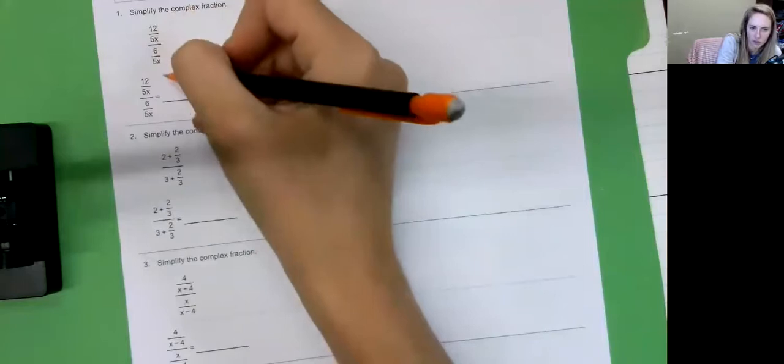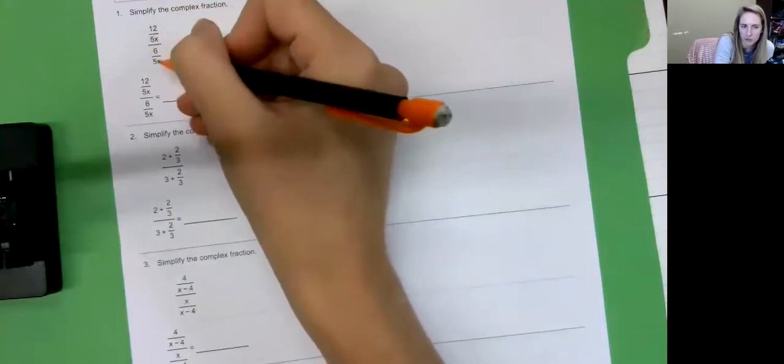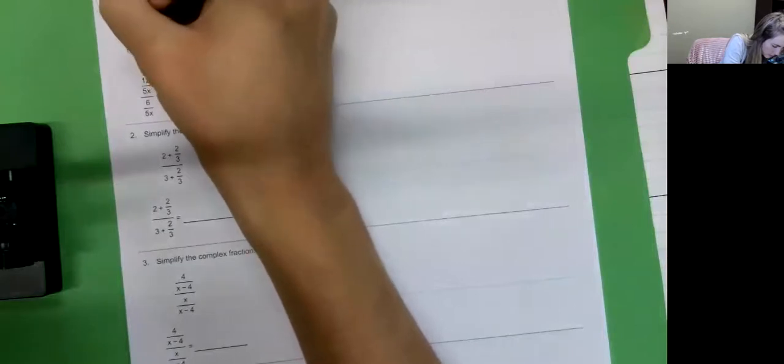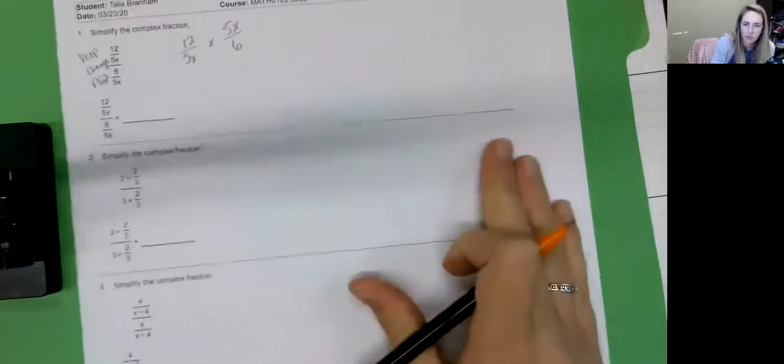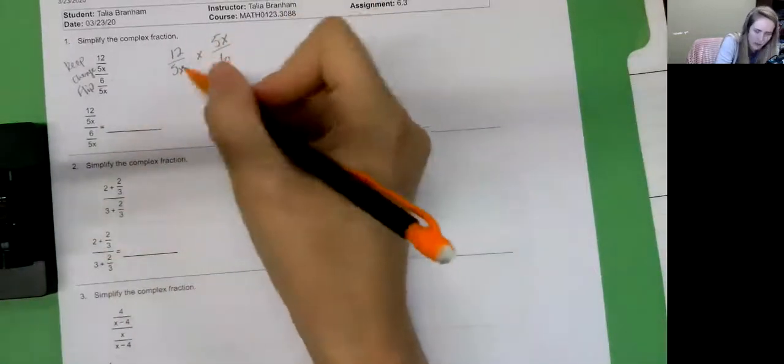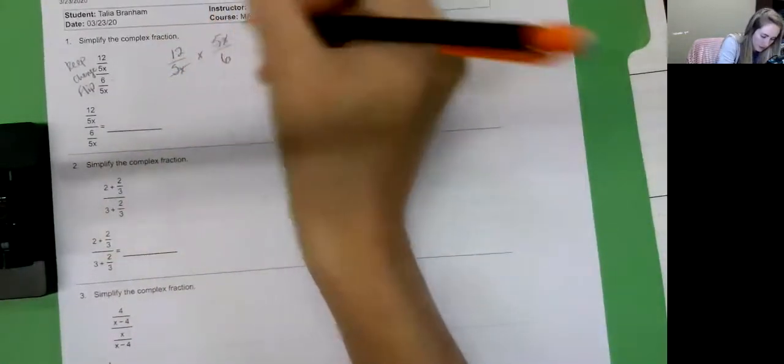So on these, remember that this is just like division. So we have 12 divided by 5x all over 6 divided by 5x. So we're going to keep the first one. I'm going to write it over here. Keep. Then we're going to put these side by side and change, flip. So I have 12 over 5x times, and then I'm flipping this one, so I'd have 5x over 6. So on this, you can either multiply across or realize we're going to multiply by the same thing. We're going to multiply by 5x twice, and we can mark these out to get 12 over 6 or 2.